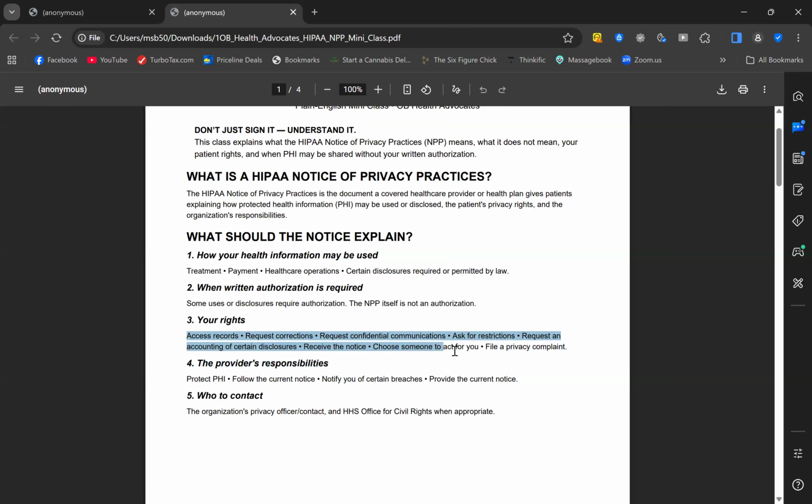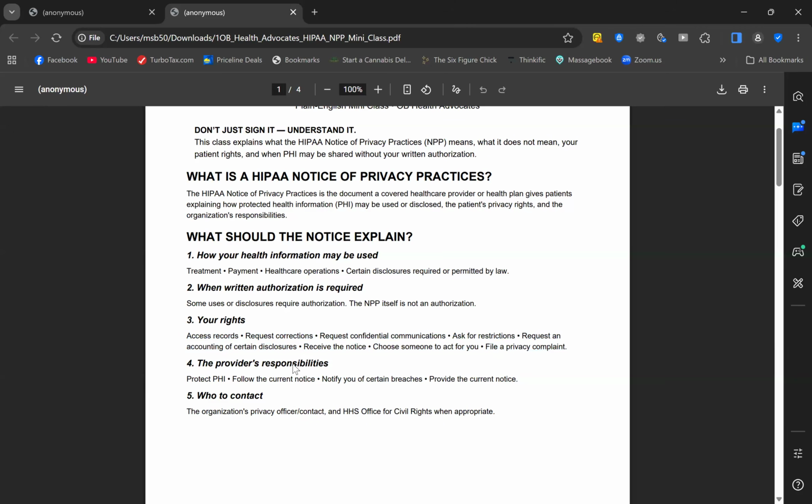Right here, when it comes to HIPAA, you have a right to access your records, a right to request corrections, a right to request confidential communication, a right to ask for restrictions, a right to request an accounting of certain disclosures, a right to receive notice. They're always going to give you that anyway. A right to choose someone to act for you, and a right to file a privacy complaint.